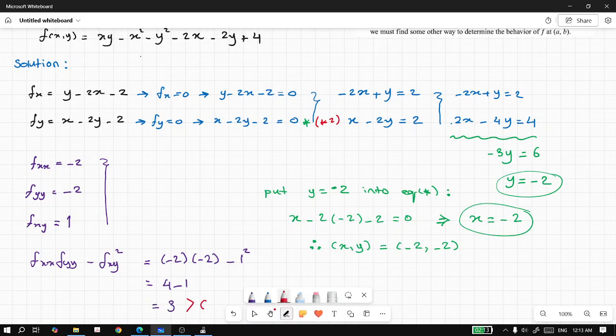3 is greater than 0. So when we have got 3 is greater than 0 and f sub xx is less than 0, okay, this one is less than 0, what do we get? We get that the critical number, minus 2 and minus 2, is a local maximum according to the theorem that we have got. So that was the result of the example 3.